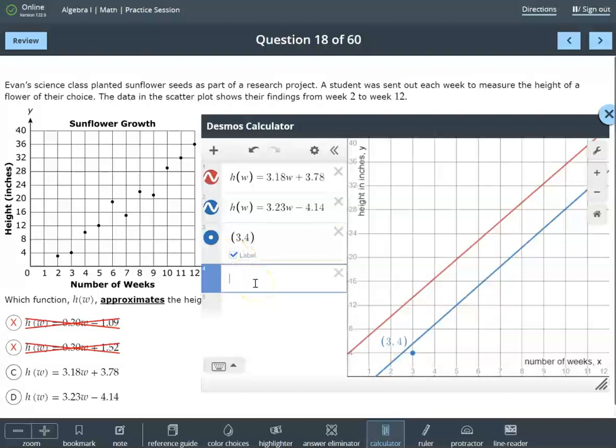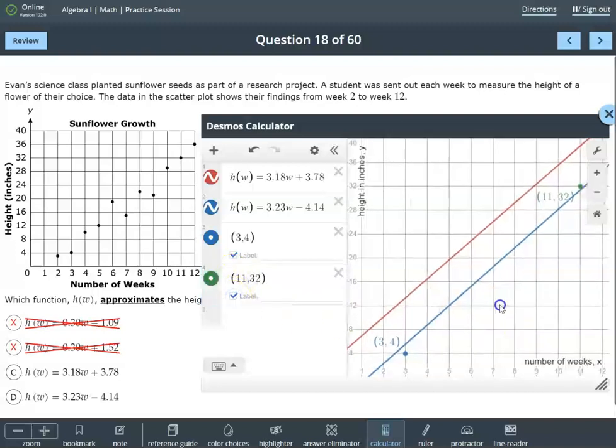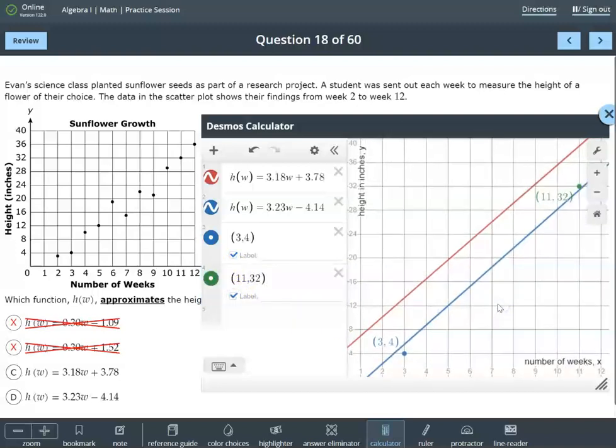Let's do another one just to be safe. Let's do one way up here, 1132. Looks like it's right on 1132. So I'm going to type 1132 and I'm going to label that. And look at that. It's really close to that blue line. So both points are very close to the blue line. Neither are close to the red line. So we're going to say the best choice in this situation is answer choice D.